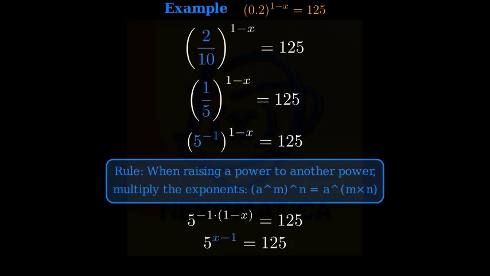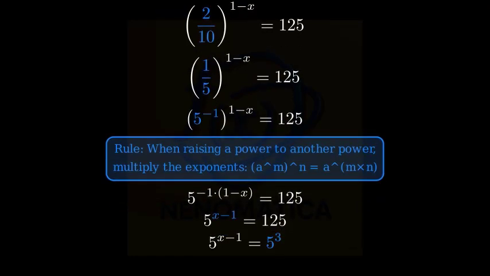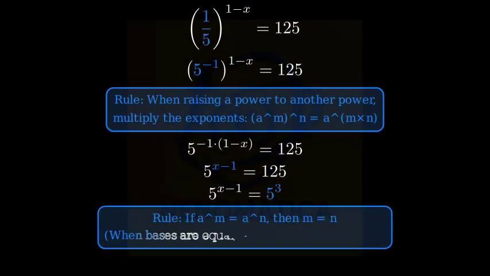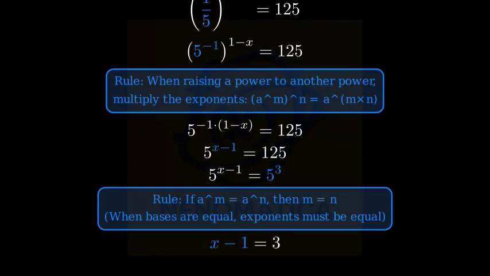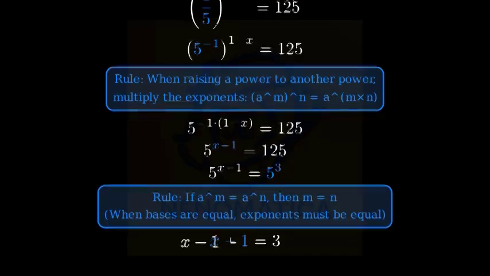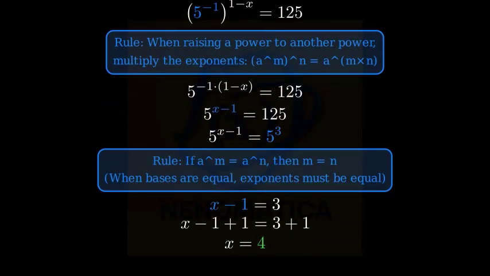Let's rewrite 125 as a power of 5. Since 125 equals 5 cubed, we can rewrite our equation as 5 to the power of x minus 1 equals 5 cubed. When we have the same base on both sides of an equation, the exponents must be equal. This gives us x minus 1 equals 3. Finally, let's solve for x. Adding 1 to both sides, we get x equals 4.